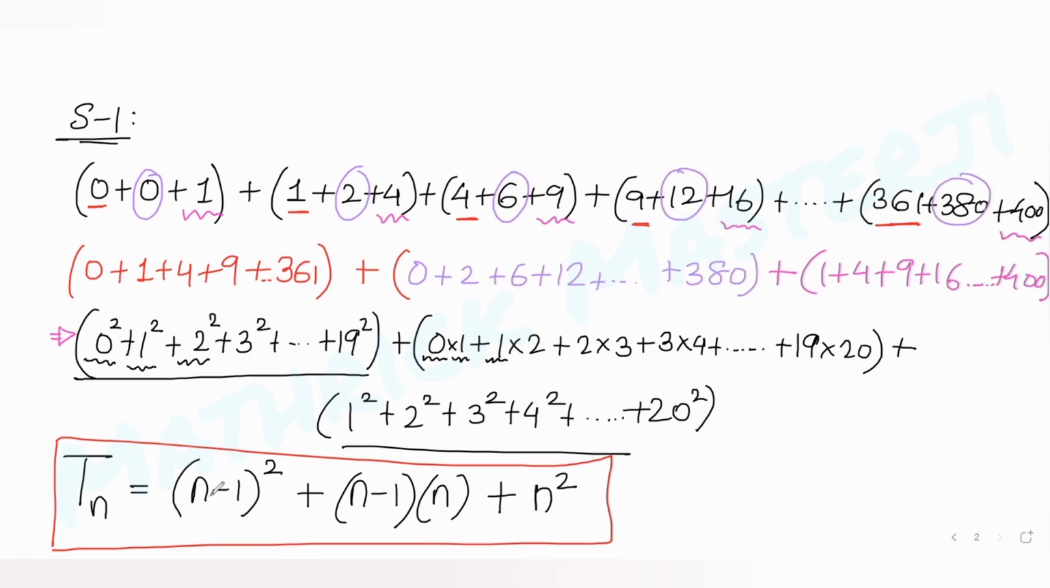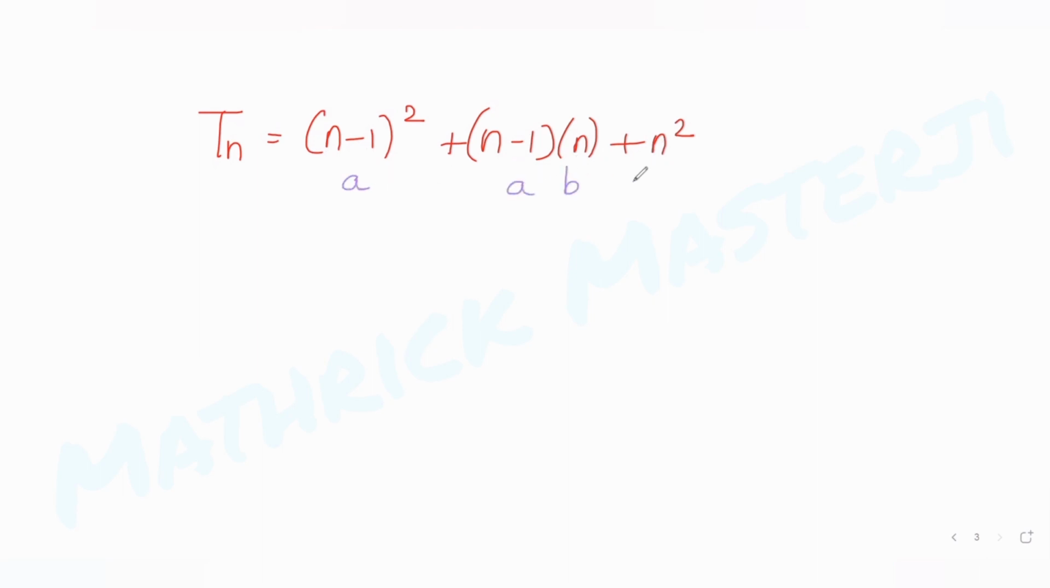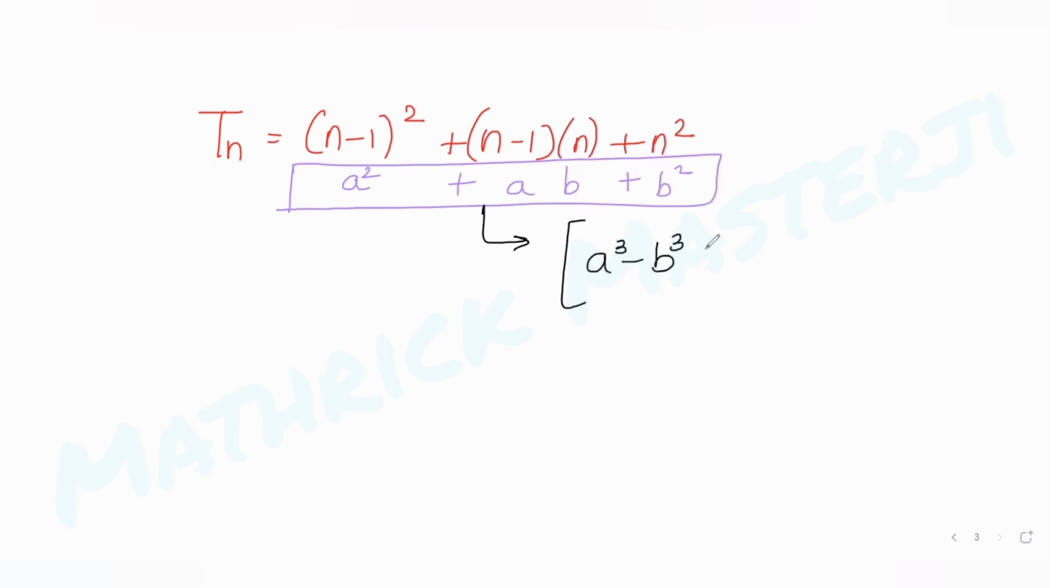Now, once I have the value of Tn, let's solve this further. I write (n minus 1) the whole square plus (n minus 1) into n plus n square. Let's reframe it, saying n minus 1 is a and n is b. So it is a square plus ab plus b square. When I get this form, I understand it is part of the formula a cube minus b cube, which is (a minus b)(a square plus ab plus b square).